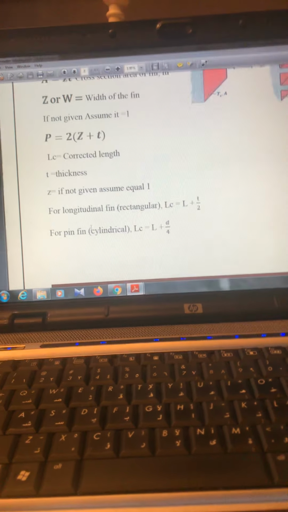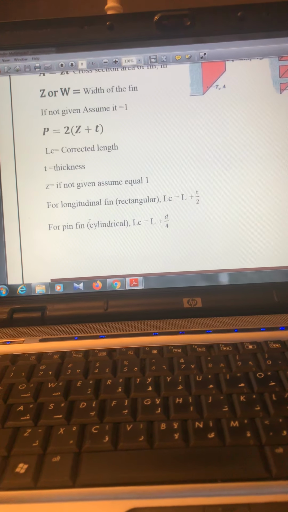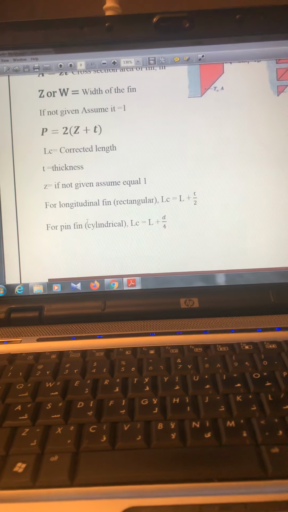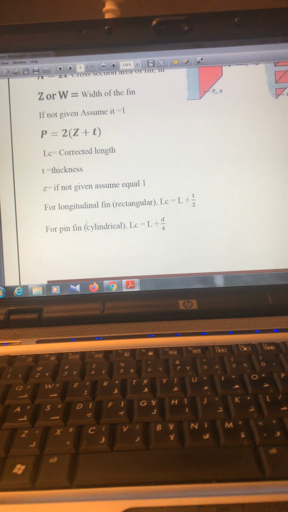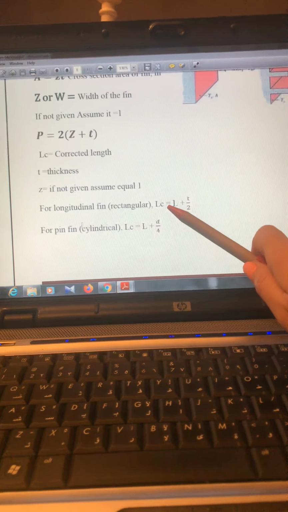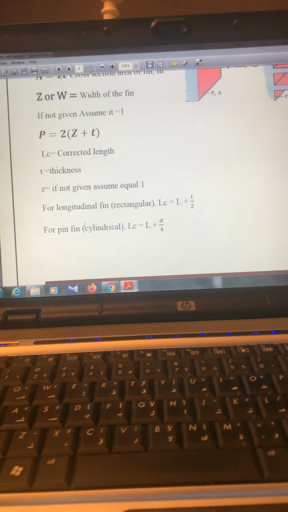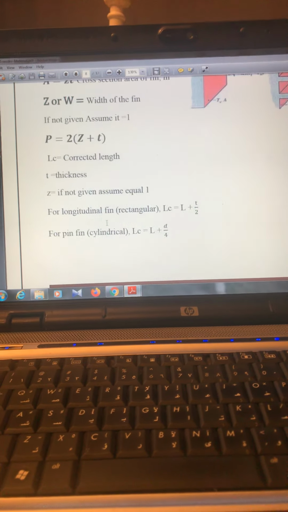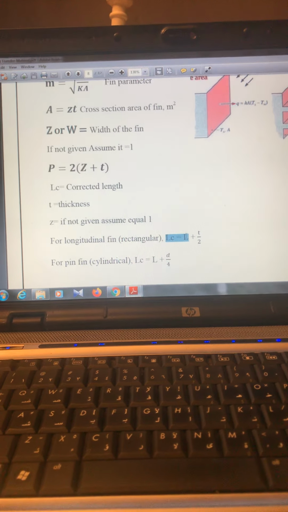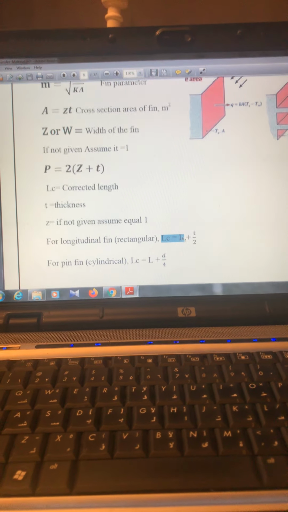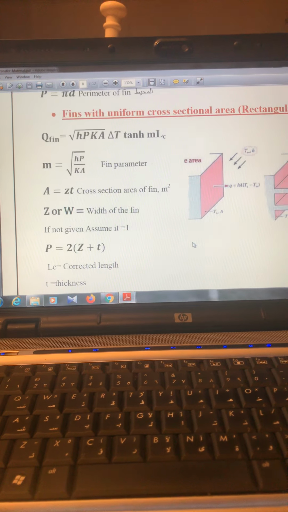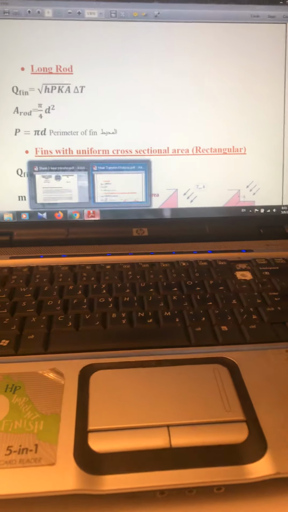Sometimes we make the assumption that the corrected length equals the actual length. When we use this or when we use that, it's all the same. It's better for you to calculate the corrected length, but if you forget it, you can use the actual length, no problem. Sometimes in the sheet you will find us making the assumption that the corrected length equals the length. Otherwise, you will find us solving like this. Both are correct. Okay, we go to the sheet.